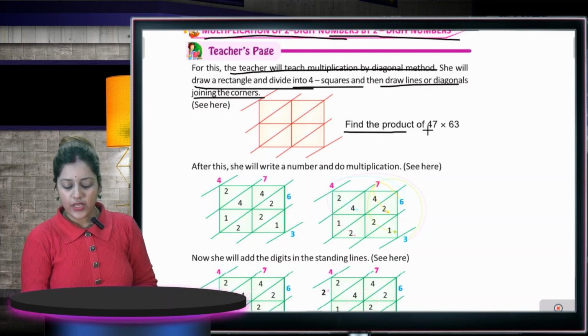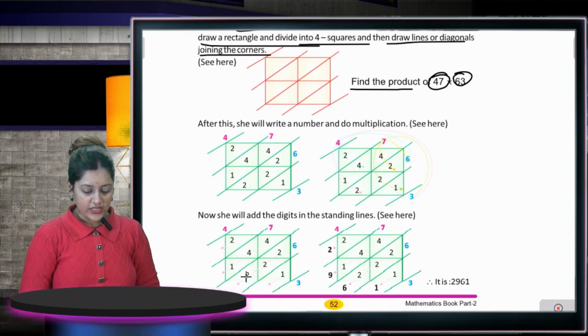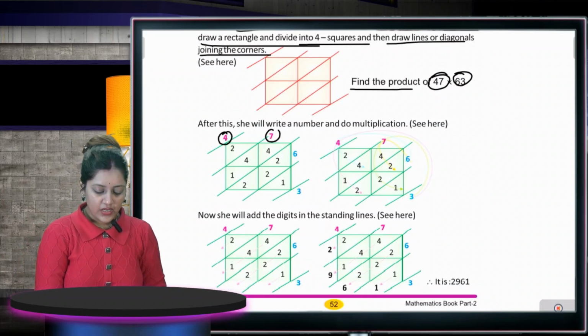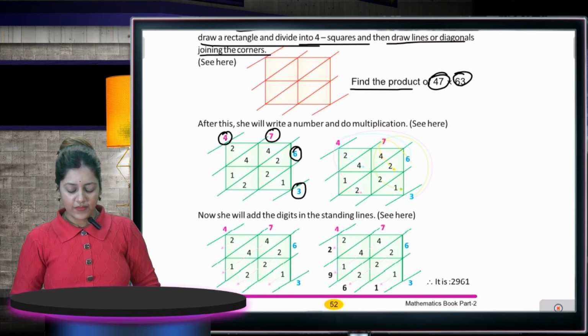So here it is, find the product of 47 and 63. So what is written? Here 47 is written here and 63 here. So next, what do you have now?